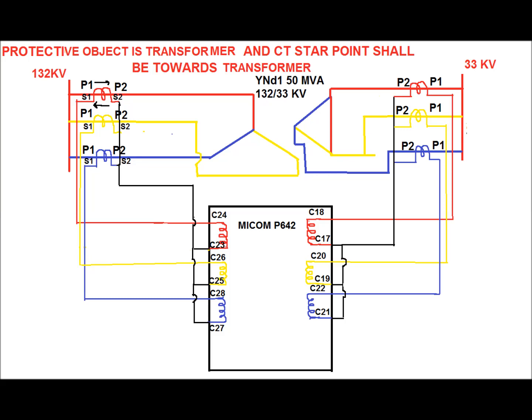On the primary side, CTs should be connected with proper polarity, that is P1 should be connected on the bus side for HV and LV side CTs. Similarly, on the secondary side, S1 should be connected to C24, C26 and C28 for the HV side for proper polarity of the relay. Similarly, on the LV side, P1 should be connected on the bus side, and S1 should be connected to C18 for red phase, C20 for yellow phase and C22 for blue phase for proper polarity of the differential relay.